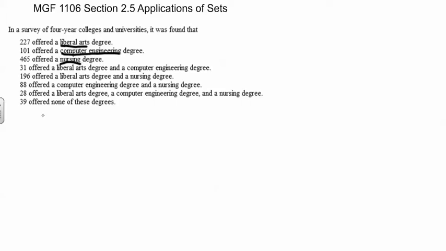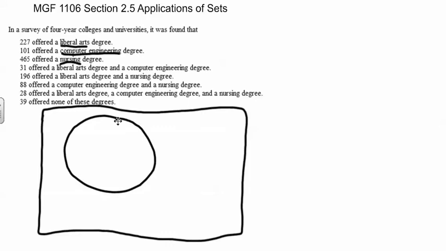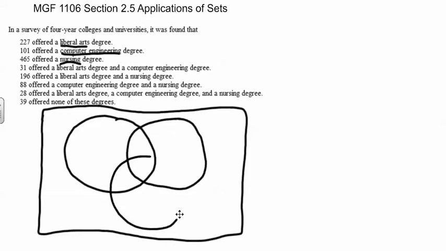So let me sketch that down below. Draw the universal set. And then I'm going to have 3 sets. And we'll label them pretty clearly. We'll call this one the liberal arts. This is computer engineering, and this one down here is nursing.